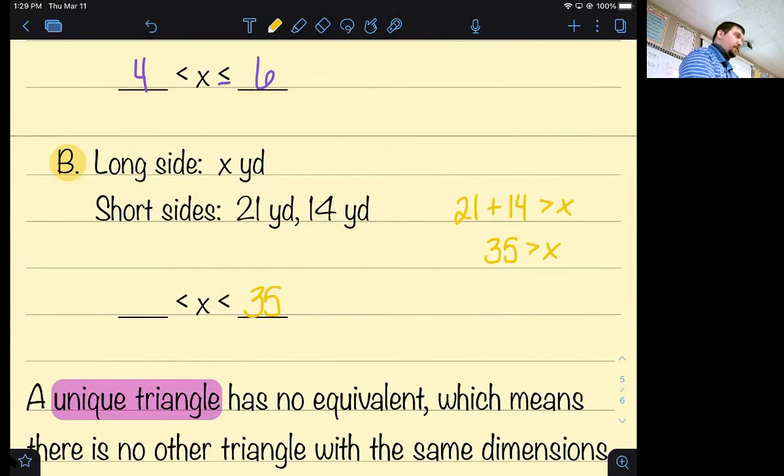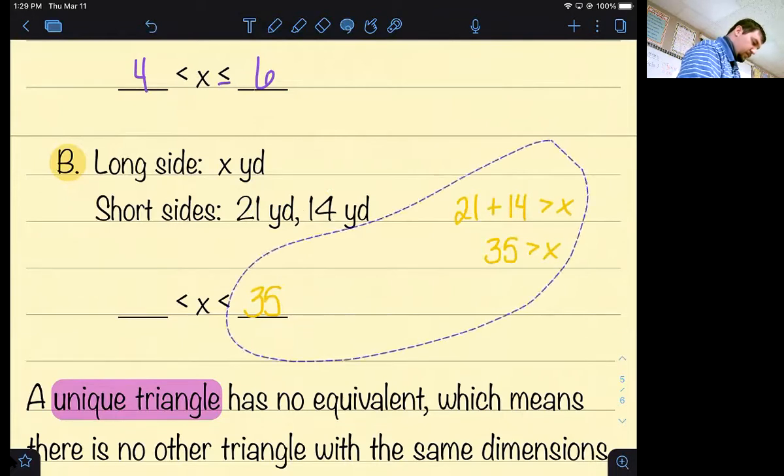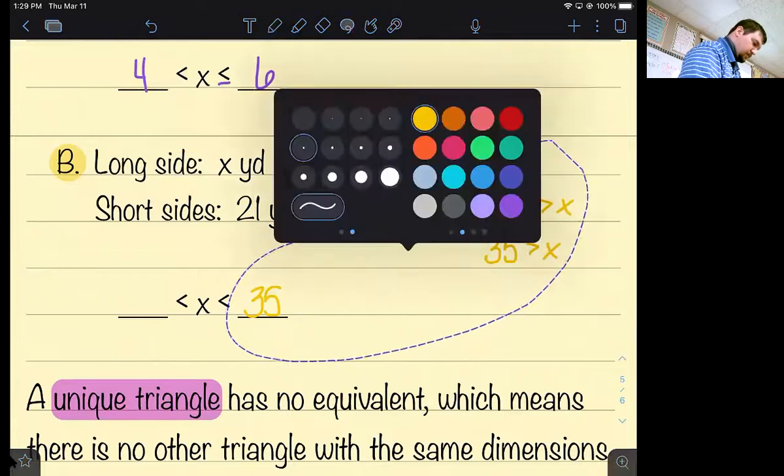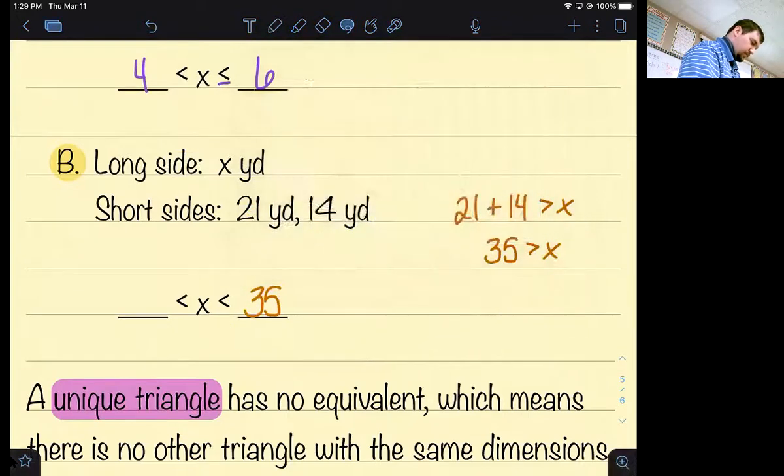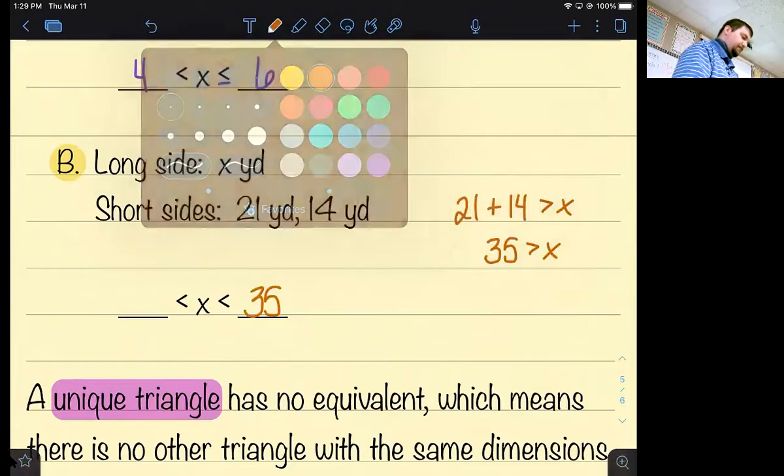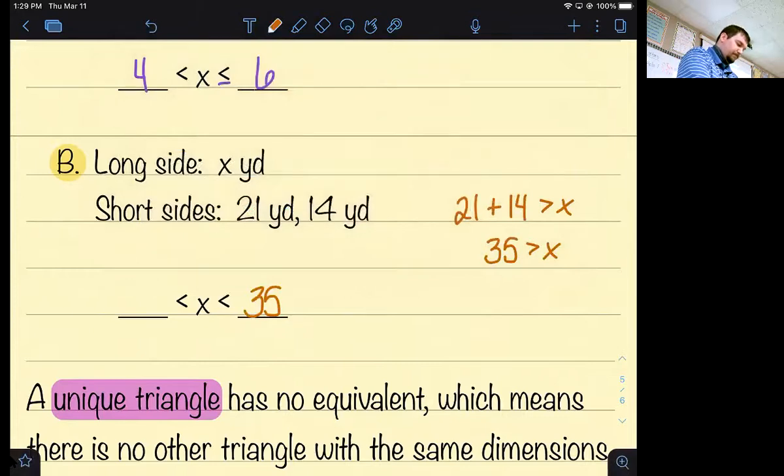So what do I put here, Dylan? The text isn't very easily visible. Oh, I'm sorry. Also, there we go. Also what? X has to be greater than. AJ, what do you think? Why?